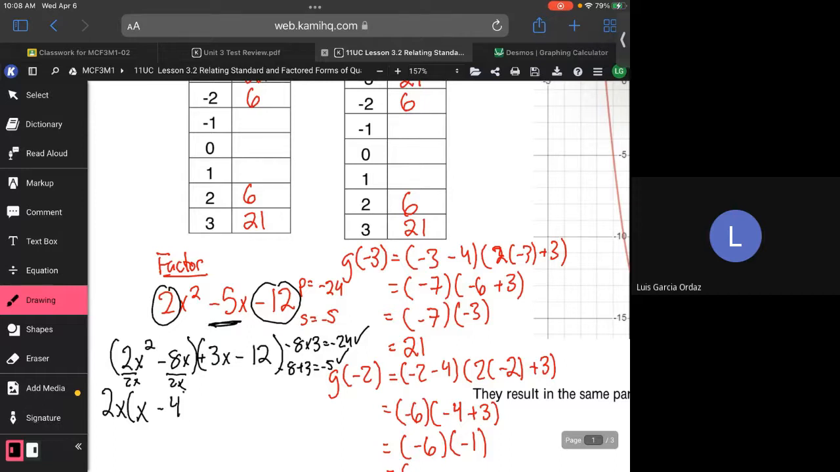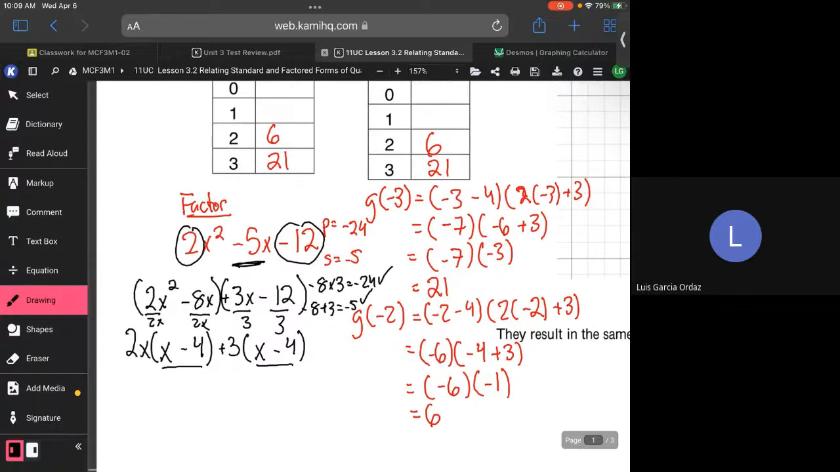And for 3x minus 12, what is my biggest common factor, Olivia? 3, which means I divide everything by 3. So now what's left over in my bracket? Minus 4. There we go. So as you notice, my two brackets are considered the same. So what does this look like in fully factored form? X minus 4 and 2x plus 3.